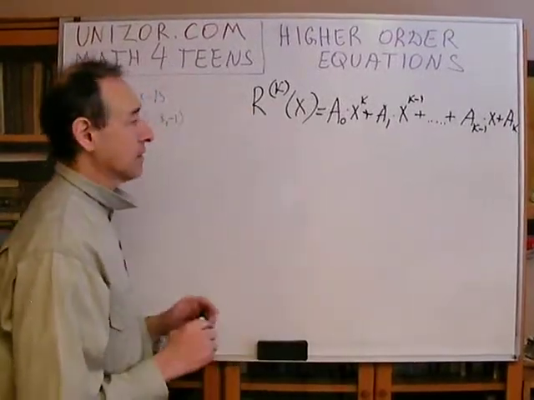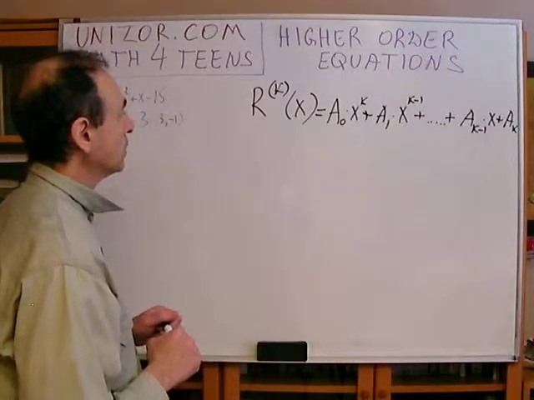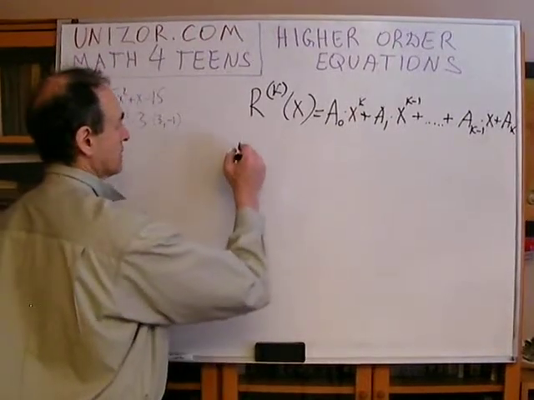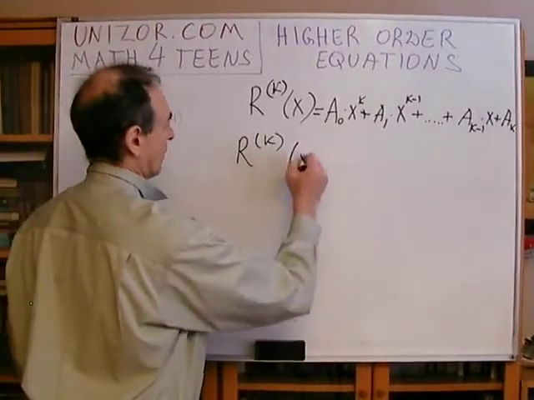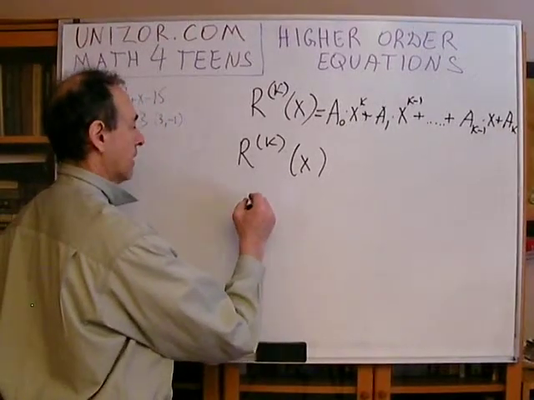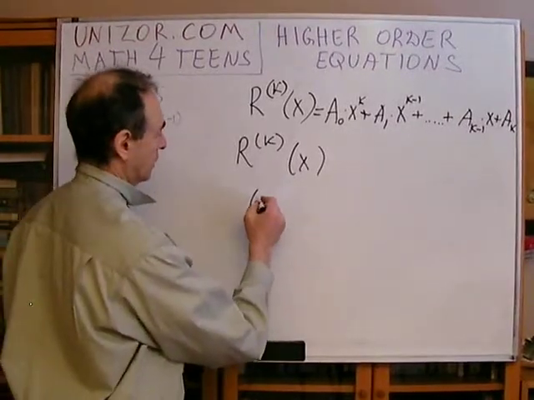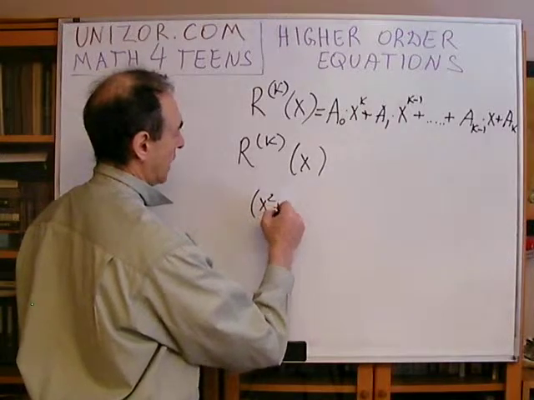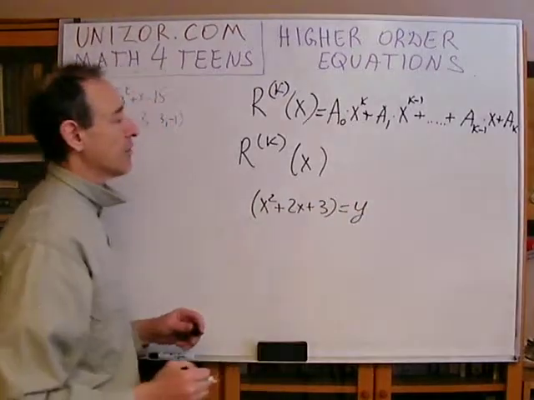Now, the second approach which I might suggest is the following. What if you can represent this particular equation of the kth degree with a substitution? Let's say you can substitute some kind of expression, x squared plus 2x plus 3, for instance. You can represent it as some new variable y.